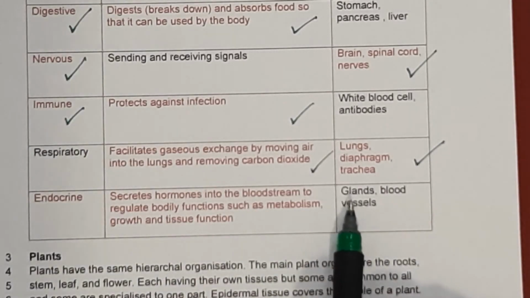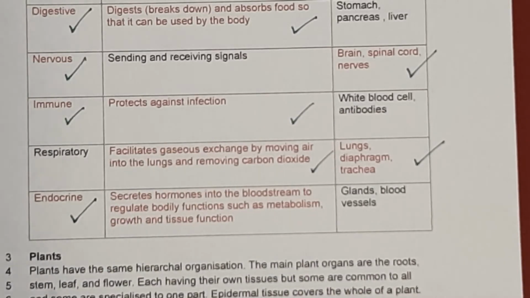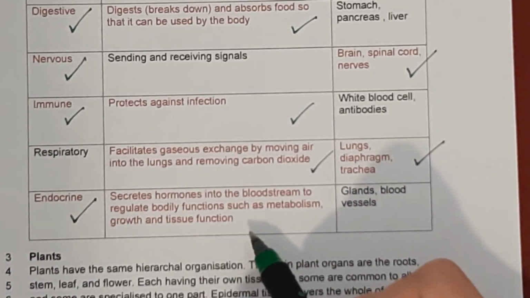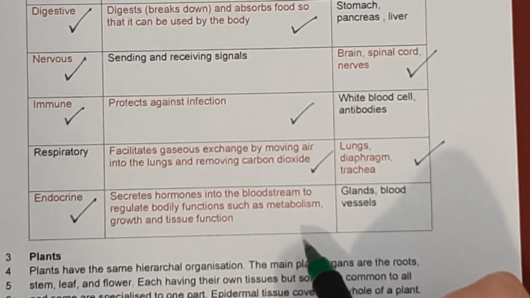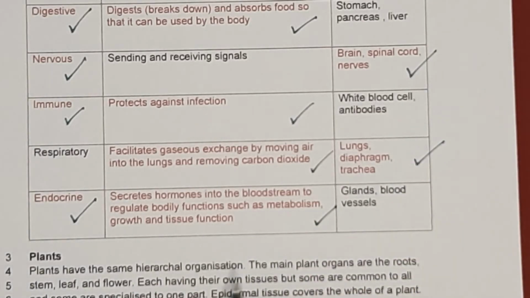Lastly, the system that has glands and blood vessels is the endocrine system. Now, this was a really tricky one, so well done if you got this right. The endocrine system secretes hormones into the bloodstream to regulate bodily functions such as metabolism, growth and tissue function. So again, if you've got any of that, even if it's just releases hormones, that's great, you can give it a tick, but please do add to your answer the additional information that's here.